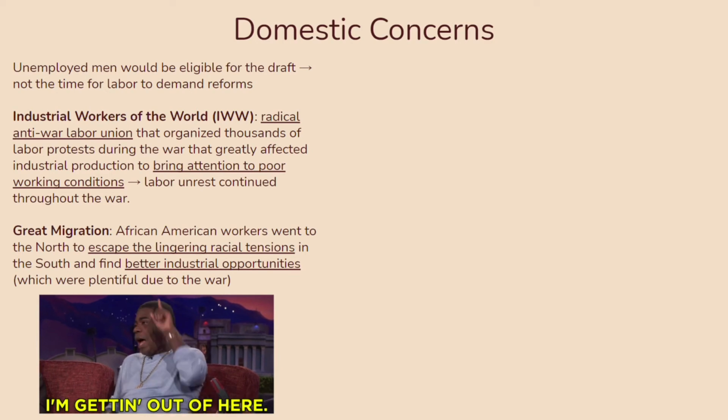So really, they want to go to the North to escape these racial tensions, but also to find a lot of work in the industries because they know that the North is sort of like an industrial hub, and they know that industries are freaking out right now because they're in panic mode. They're trying to produce as many resources as possible for the war effort, so they're going to go to the North because they know that they're going to find plenty of job opportunities there.